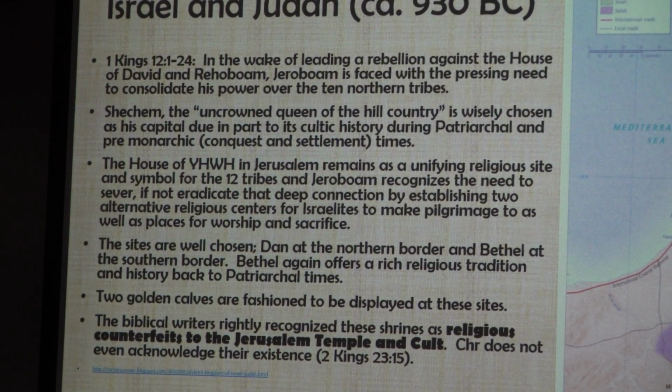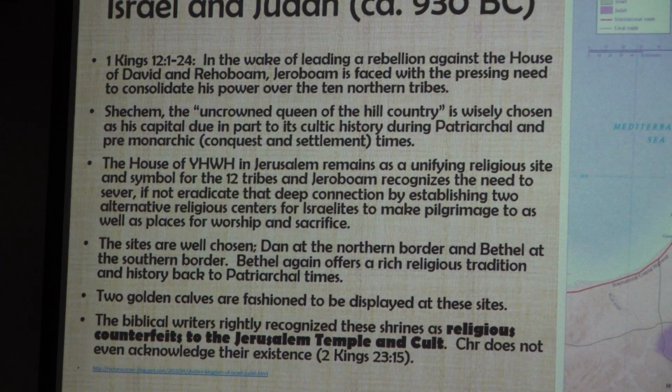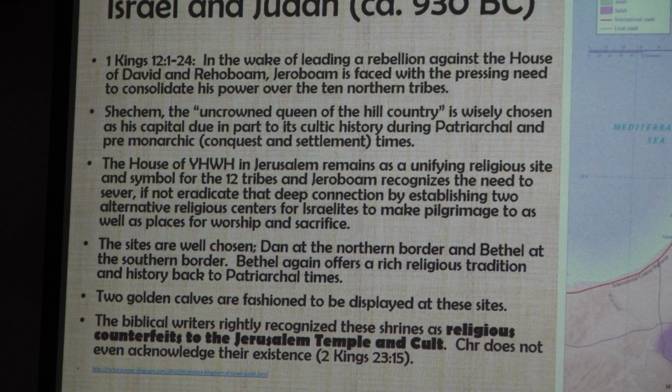And because of that, he fashioned 2 golden calves, placing one at each site. And these calves were not necessarily worshipped. The invisible Yahweh was worshipped, who was supposedly riding on these calves. And again, this is syncretism between Canaanite religion and the biblical faith. Now, the biblical writers clearly recognize these shrines as religious counterfeits to the Jerusalem temple.